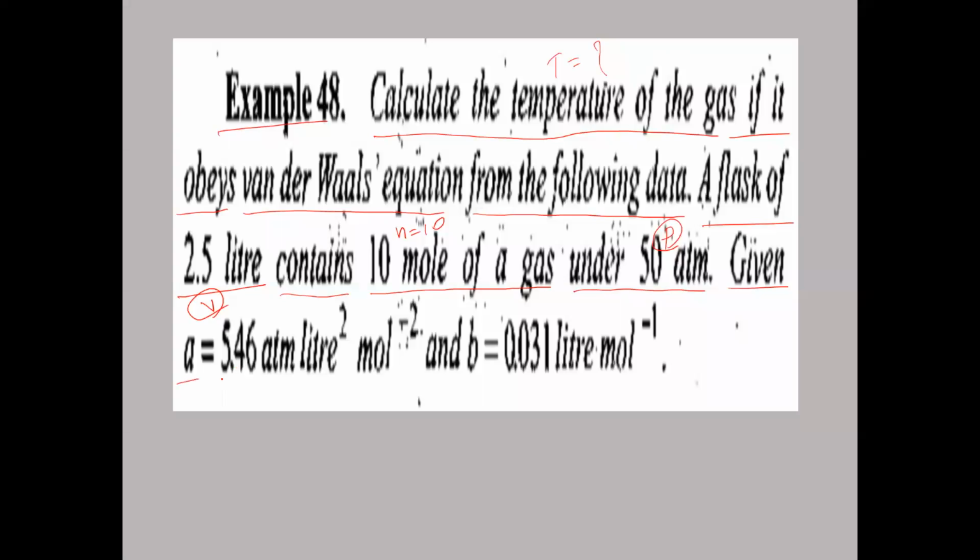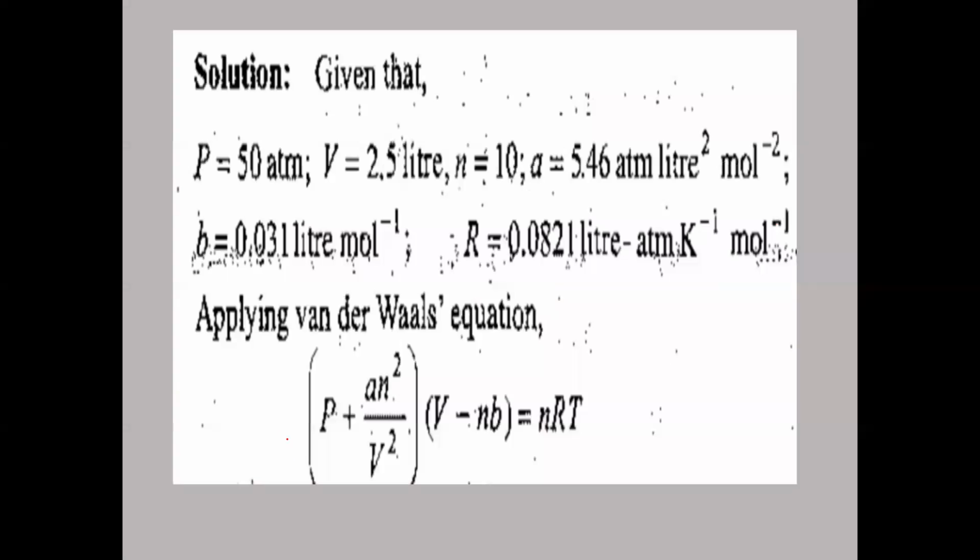Given a value and b value for that particular gas. So we need to calculate what now? Temperature from the equation. So what is given here? Pressure is given, volume is given, number of moles given, a value given, and b value given. Now R is what? 0.0821. We have to recall this one, we have to remember it. Sometimes it will be given, sometimes not. So it should be remembered.